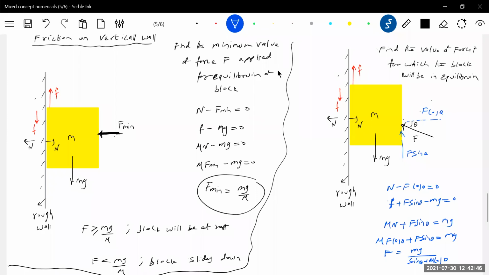Now let me keep on applying the force. Shall I call this a minimum or maximum? This will be minimum, because the block is about to slide down. Okay, this will become F minimum. Let me keep on increasing the applied force. Then at one instant the block will be about to slide up, and the friction will act downward. Yes, this is what I think.